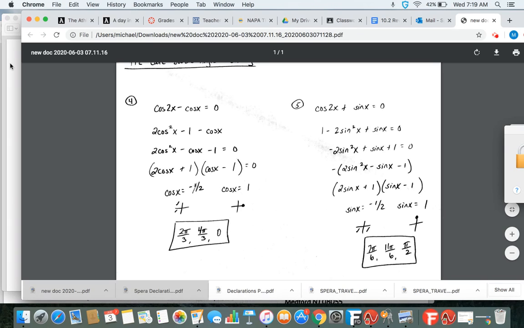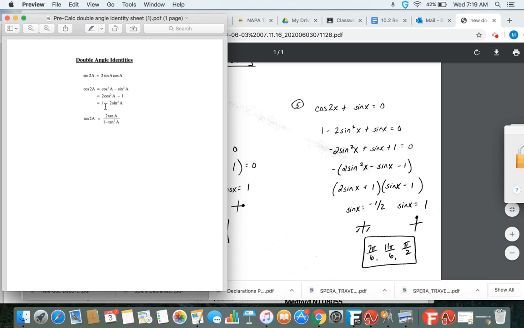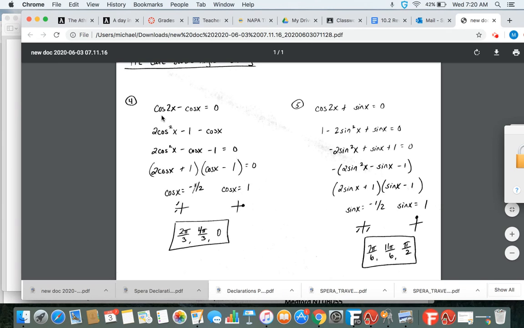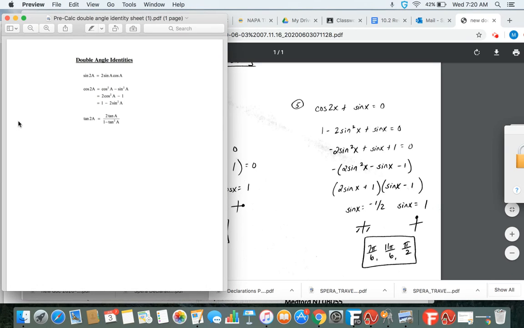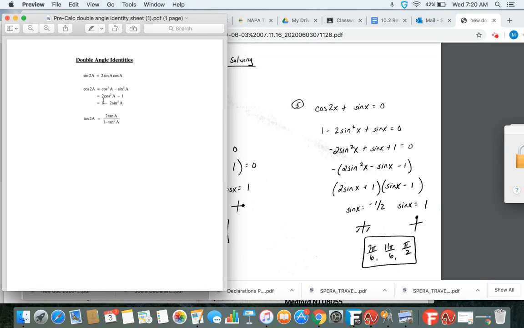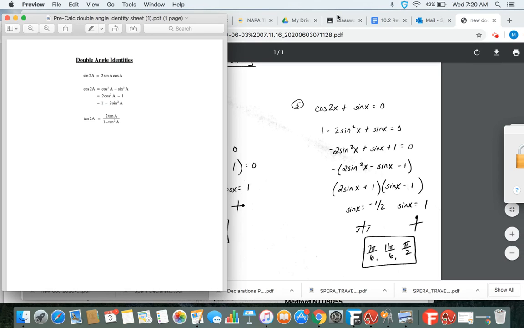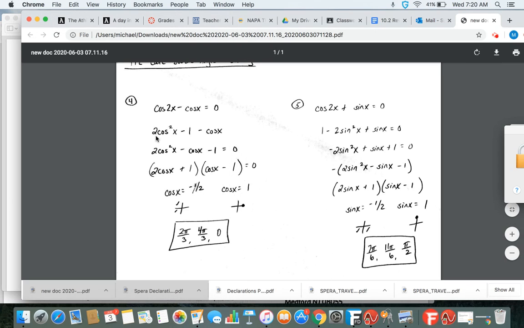So with 4 and 5, we had cosine 2x, so we had to use our double angle identities for cosine. And we have a few different ones, right? When we verified, most of the time we use this top one here, or when we just used them and expanded them out, we use that first one. But I would suggest using one of these other two, depending on the problem. And in number 4, since both of the terms we were given were cosine, I wanted to just have cosine in the problem. So I used this one right here, 2 cosine squared x minus 1. So I used the double angle, 2 cosine squared x minus 1.